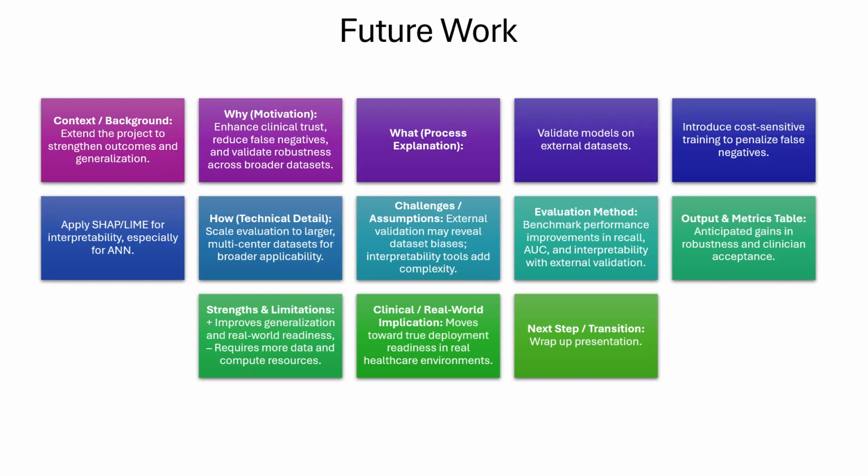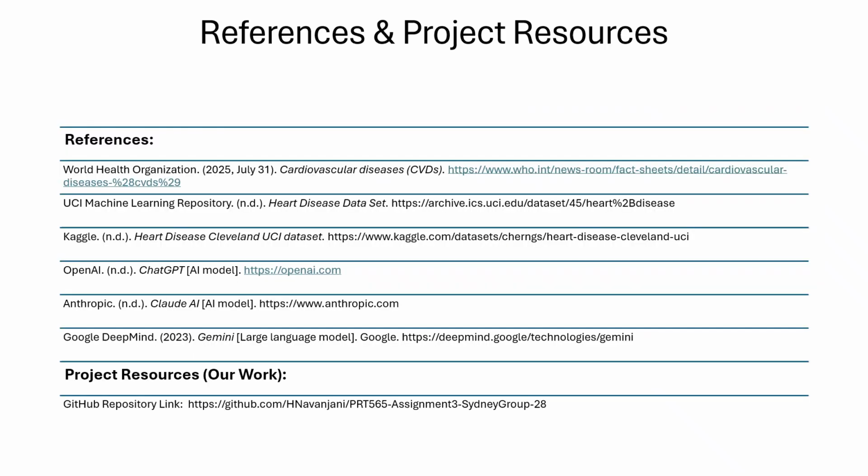To strengthen outcomes, future studies should prioritize external validation with larger multi-center datasets, introducing cost-sensitive training to minimize false negatives, and applying interpretability tools such as SHAP and LIME for greater clinician trust. These steps aim to improve generalization, robustness, and ultimately move the system closer to real-world deployment in a healthcare environment. This concludes our recorded presentation.